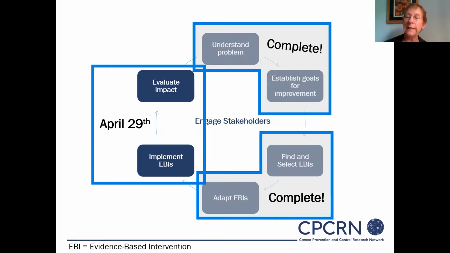You'll note in the email that Mary sent out as a reminder for today that we taped both of those trainings, and they are available for you to watch if you happen to miss them. Today, we are going to be talking about implementing those evidence-based interventions and developing a plan to evaluate their impact.